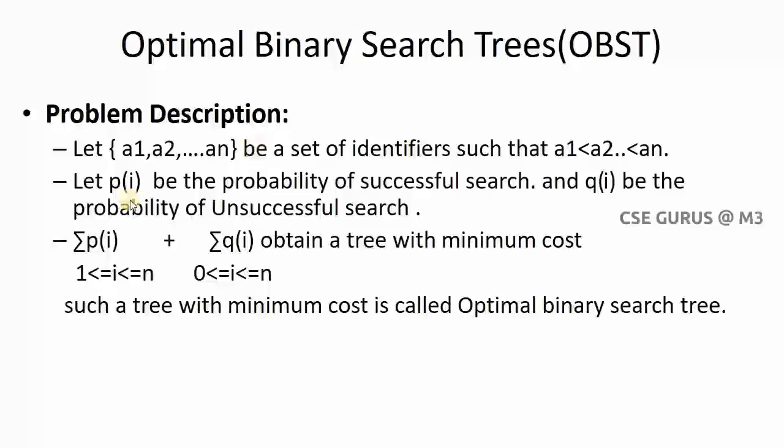For that we have the values like probabilities P of I, the probabilities of successful search of each word, and Q of I, the probabilities of unsuccessful search. Unsuccessful means there is one extra compared with P of I. Why? Because here it is 1 to n, but here it is 0 to n. So here we are including unsuccessful search also. So we are finding this tree with minimum cost. How to find that tree?